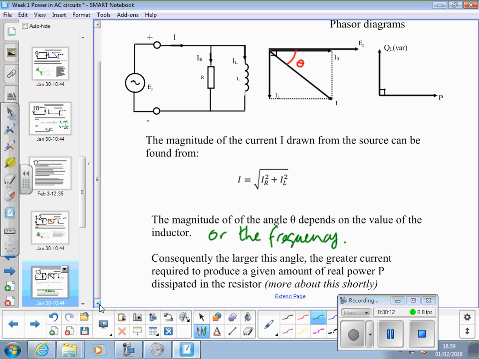Although on mains systems that doesn't tend to change very much, as you all know, Christian. I can't remember what the plus and minus tolerance on frequency is, but it's not very much, is it? It's not even a hertz, is it? Yeah.